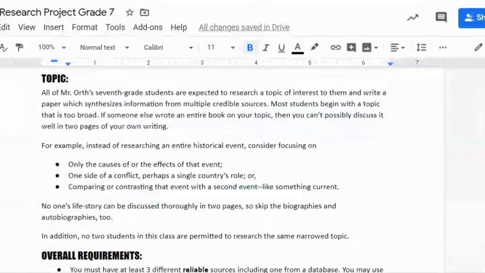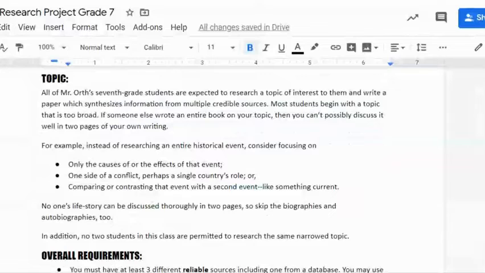Again, some of you may have gathered information and you might still have a topic that's too broad. Most people do to start with. Let's review a little bit about choosing a topic that's narrow enough. If you want to research an entire historical event, somebody already wrote an entire book on that, probably several books, multiple volumes. You can't do that well in 2 pages. It's kind of a short summary. We're not trying to do that here. You're trying to actually have meaningful information in 2 pages. So maybe pick just the causes of that event or just the effects. Maybe not both causes and effects. Maybe it's only one side of that. Perhaps a single country's role or a single person's role in a conflict.